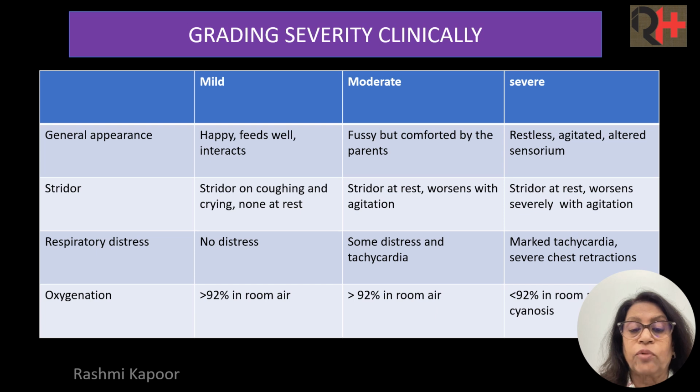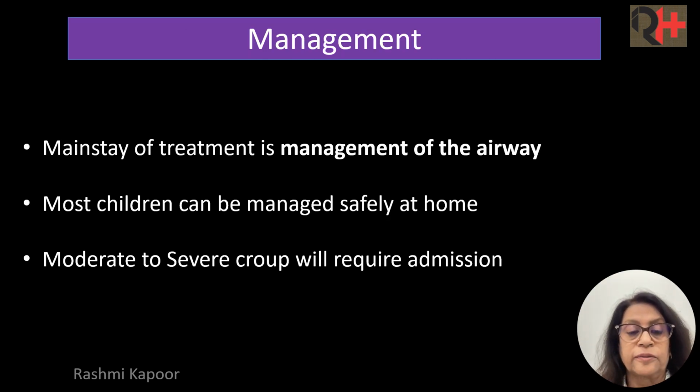You can call it moderate if the child is fussy and not comforted by the parents. Stridor is at rest and worsens with agitation. There is some distress and tachycardia, but the oxygenation still is more than 92% in room air. And you call it severe if the child is restless, agitated, altered sensorium, stridor is at rest, worsens severely with agitation, there's marked tachycardia and severe chest retractions, and saturation is less than 92% in room air, and when the child cries, there is cyanosis.